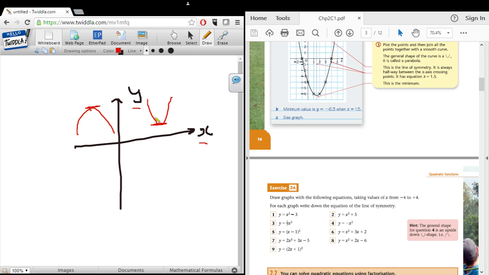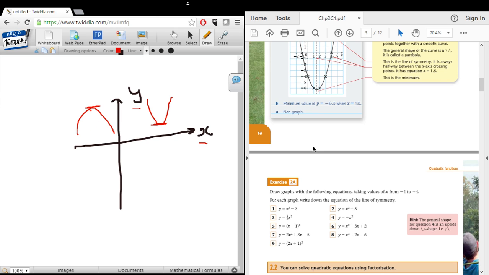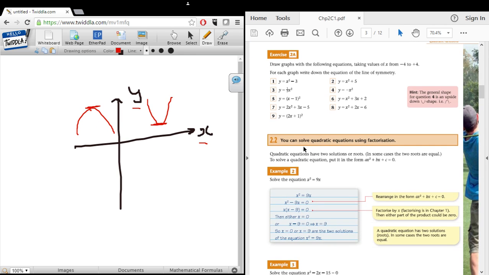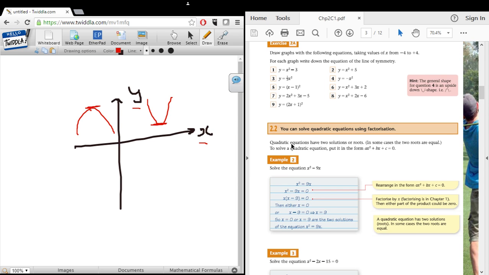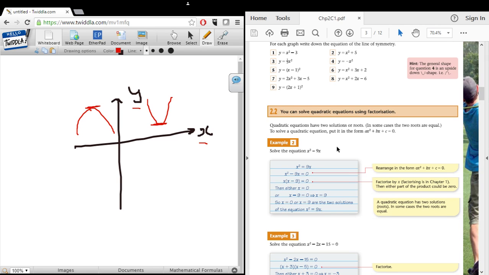Another way to think of it is this is like a U, and this is like an N, lowercase n. So moving on to section 2.2, you can solve quadratic equations using factorisation. This is something that we've touched upon beforehand. Let's go through it.